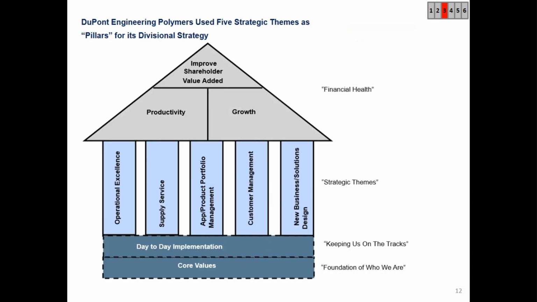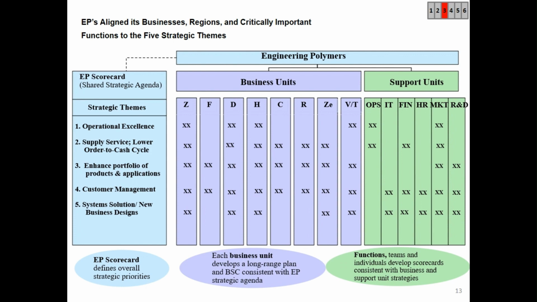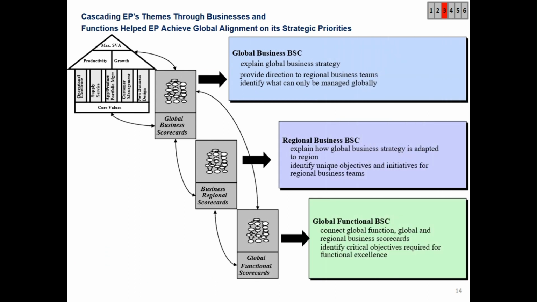Look at another example, DuPont Engineering Polymers. They use themes as pillars for divisional strategy. In this slide, you can see how the enterprise scorecard is aligned to business units and support units. Cascading EP's themes through businesses and functions helped EP achieve global alignment on its strategic priorities.